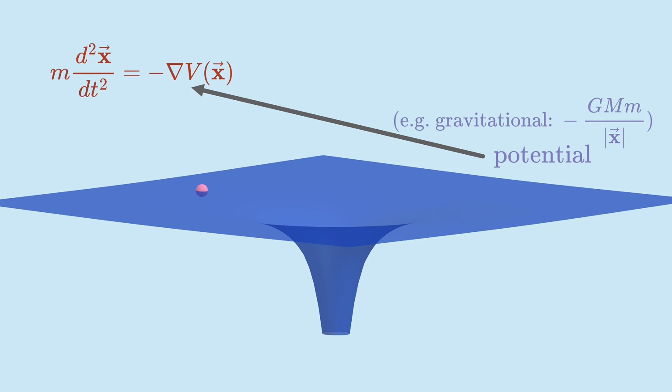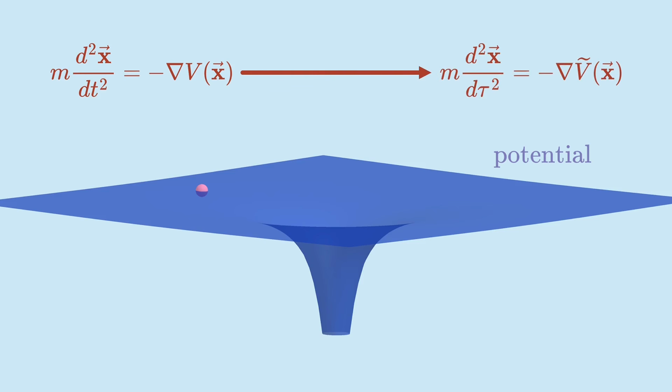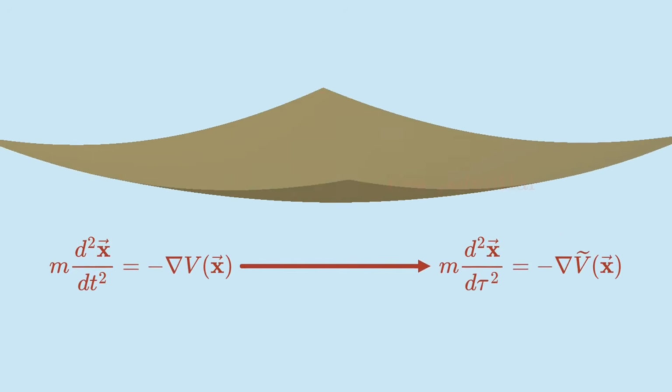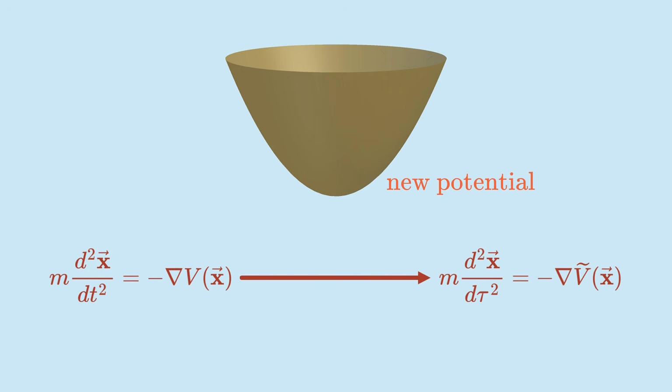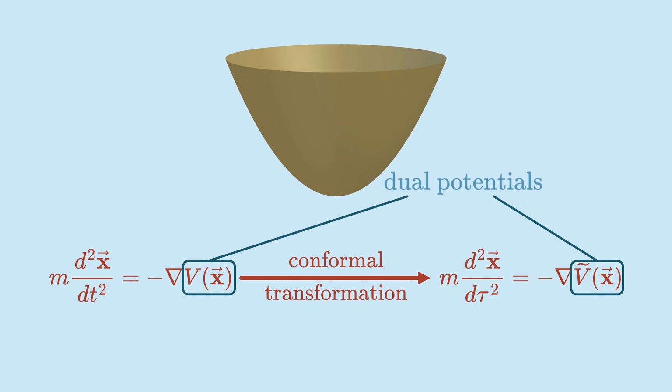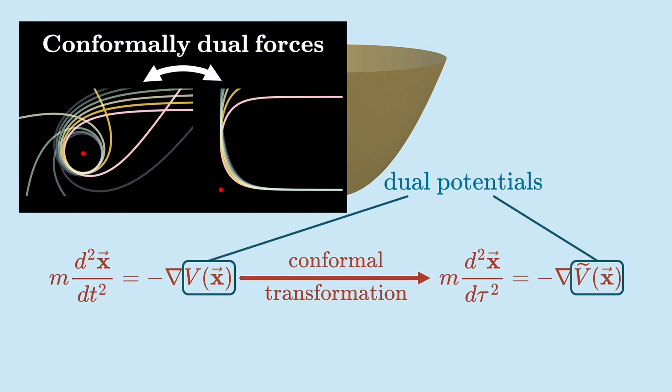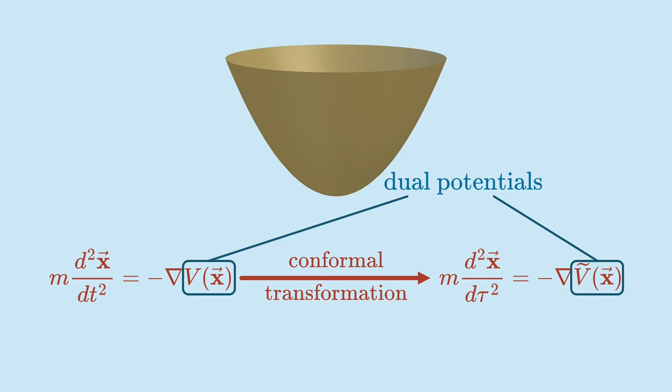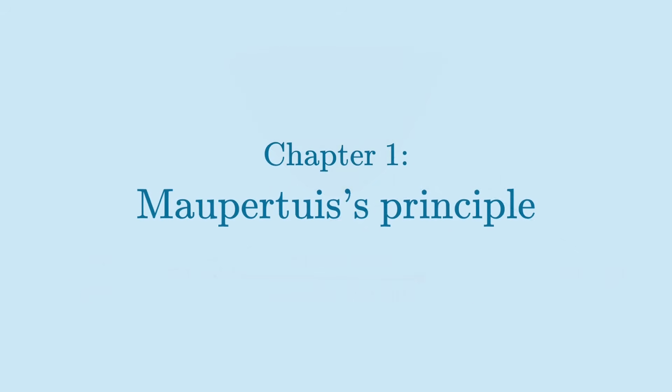For some potentials, this equation can be difficult, maybe even impossible, to solve. It would be nice if you can somehow transform the equation so that we are dealing with a different potential that might be easier to work with. These equations will be related by conformal transformations, and the two potentials that can be transformed into each other are called duals. This might sound familiar to those who watched the previous video, but I'm using a different, much more general method here, which uses something called Maupertuis' principle.